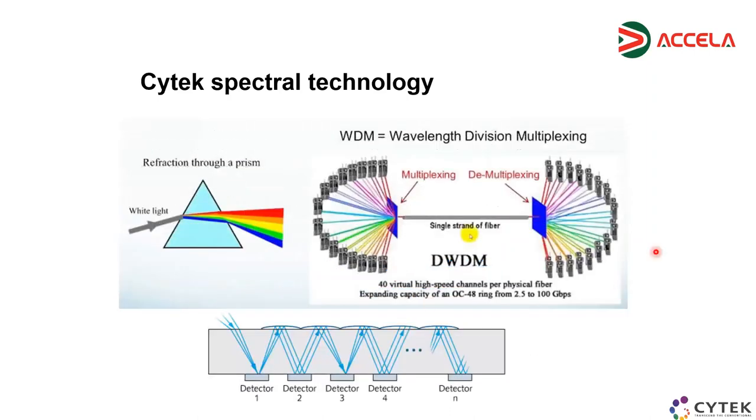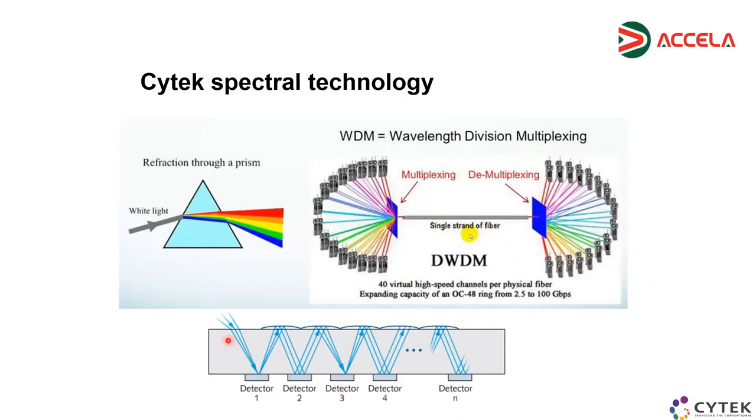I like to show the example of telecommunication to explain this technology to users who are new to it. You can imagine that these are your lasers. This is your single strand of fiber. The light travels through the fiber and is then demultiplexed across the several detectors depending on the wavelength of interest. So this is basically the concept of this technology, yeah?